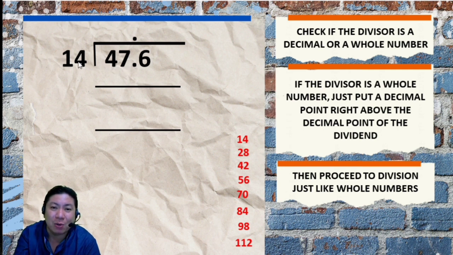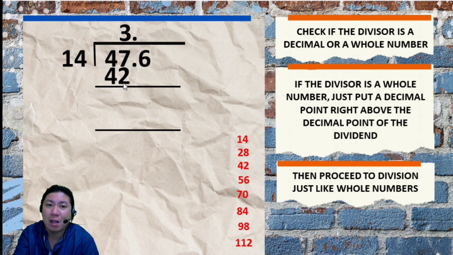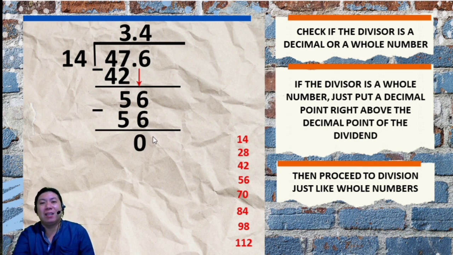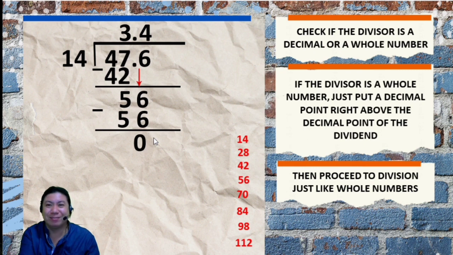47 divided by 14. So, ano ba? 47 hinahanap natin. Mas okay sa 42. No? So, 1, 2, 3. So, the answer is 3. Then, 3 times 14. Nakandyan na. 42. Minus. No? So, 47 minus 42 is 5. Bring down 6. So, we're looking for 56. Ayun, no? So, meron tayong exact answer. So, 56 divided by 14, that is 4, 4 times 14 is 56. 56 minus 56 is 0.